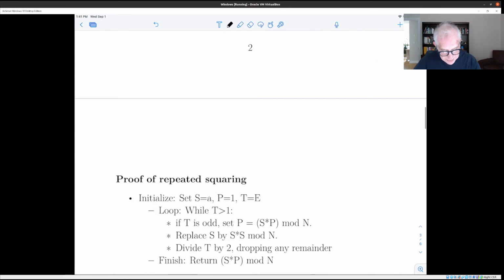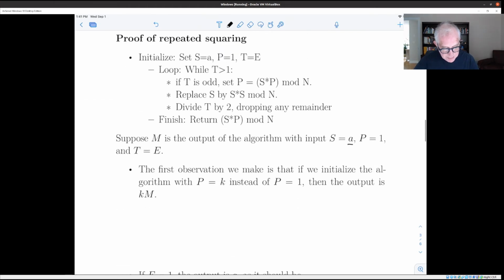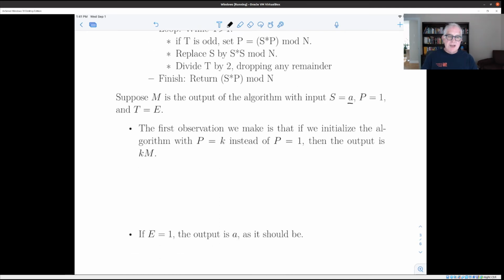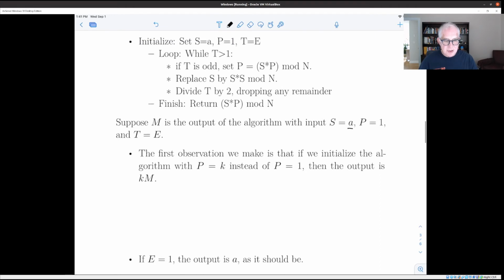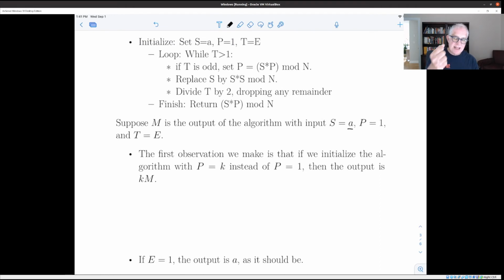So one way to think about this is that the algorithm, if you run it with P equals 1 and you get some answer, if you change the initial conditions and you put a K in the first slot for P instead of a 1, you would multiply your final answer by k. And we're going to use this. It's a little lemma.